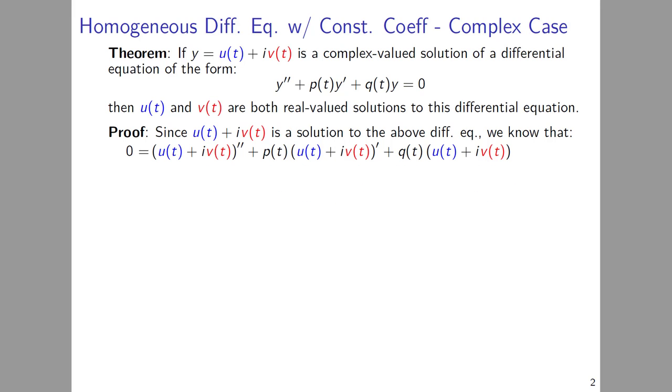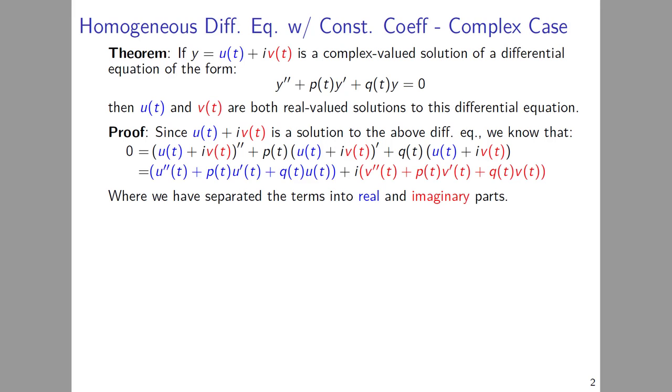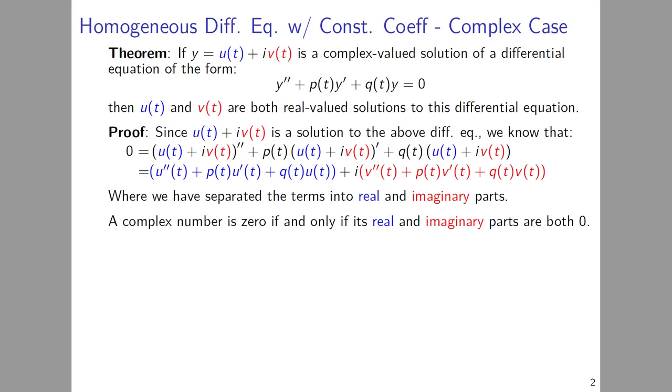Now, using the linearity of the derivative and separating out the real and imaginary parts, we'll get u double prime of t plus p of t times u prime of t plus q of t times u of t, plus i times the factor v double prime of t plus p of t times v prime of t plus q of t times v of t, where we have now separated the terms into the real and imaginary parts. And a complex number is 0 if and only if both the real and imaginary parts are 0.